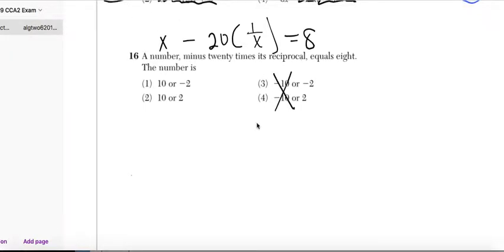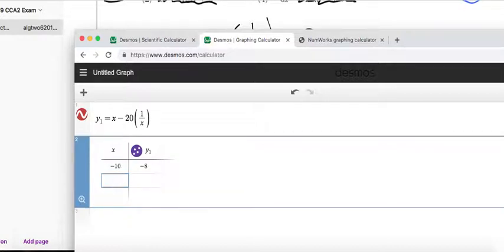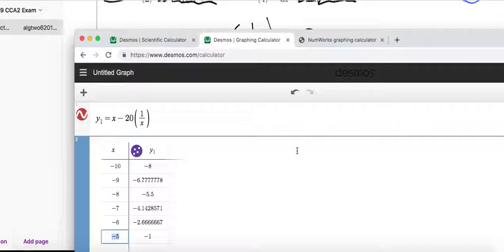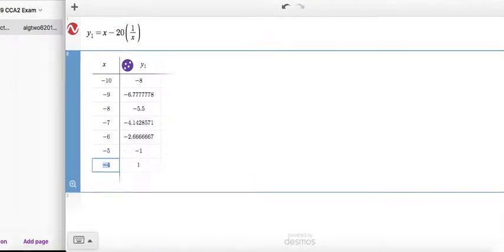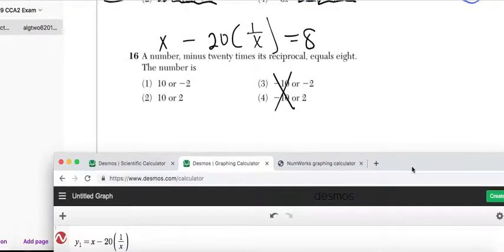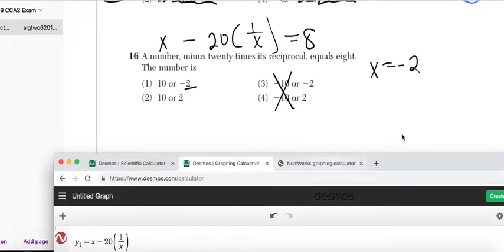So these two are out, and we're down to 50-50. I'm going to continue, and you see when I enter -9, that's not working. None of these values give me +8 so far, but -2 gives me +8. So x equals -2 is a solution. So this works. Just by elimination, we know it has to be choice 1 because choice 2 doesn't have -2. But let's get the other values.